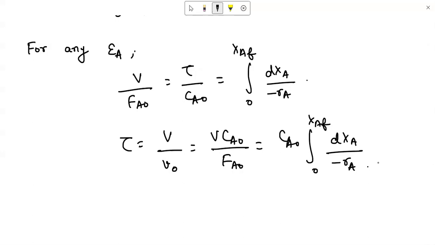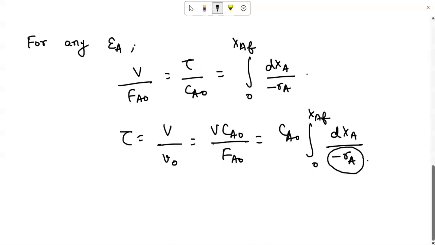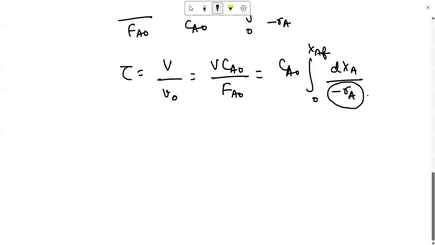So this becomes the performance equation for the plug flow reactor. The only difference that you should note numerically is that in case of a mixed flow reactor, this minus rA term will remain constant, but in case of a plug flow reactor this becomes a variable and therefore it has to be integrated appropriately.